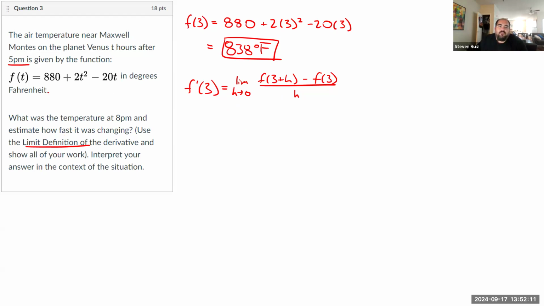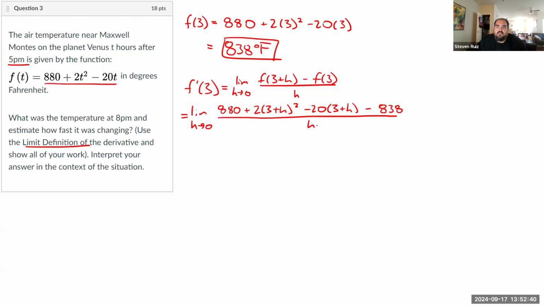So if f of t is equal to this here, then what is f of 3 plus h? So now let's start filling in the details. So 880 plus 2 times 3 plus h squared minus 20 times 3 plus h minus f of 3. We found f of 3 a little bit ago. That's 838. This is all over h. So we can't evaluate this limit yet, but hopefully when we do some algebra here, we can get to a place where we can. So let's start combining some terms.